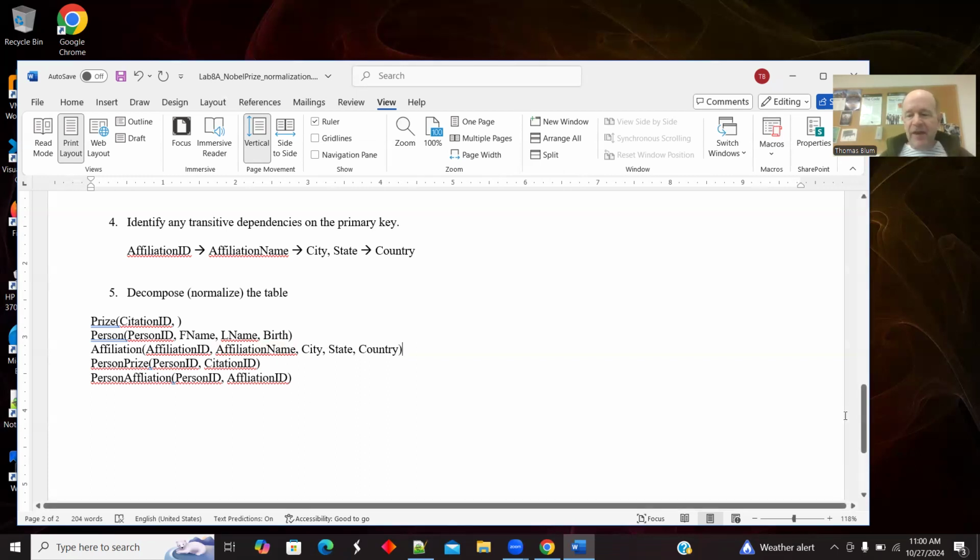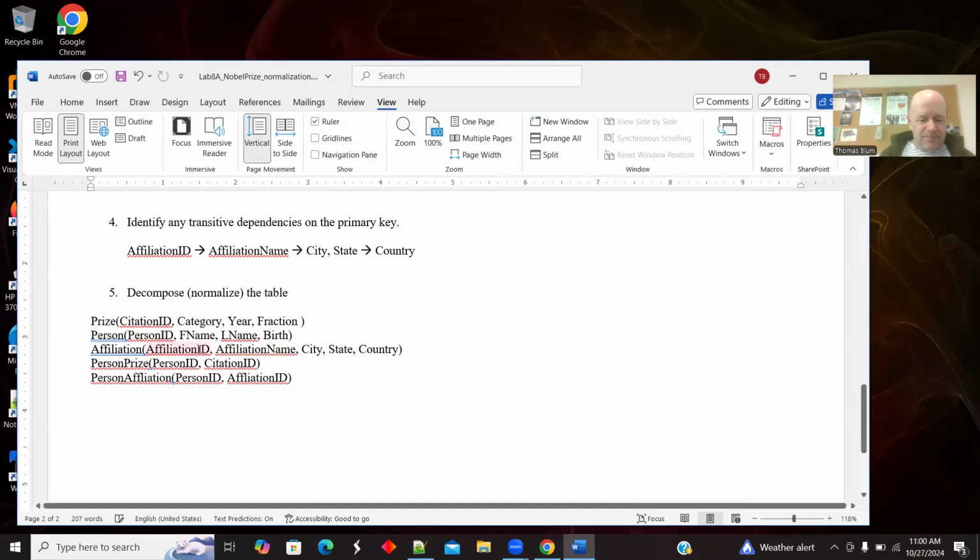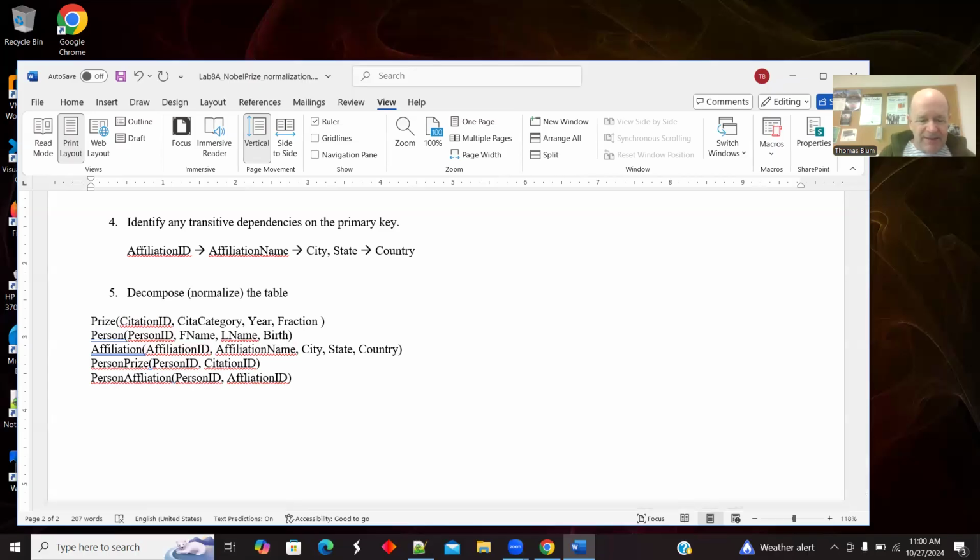And then what do we need? We need the category and the year and the fraction. So that's going to be up here in prize. So the citation ought to tell us the category and the year. I think that makes sense, and the fraction. And then there'll be the citation itself. So we'll give it some ID, and then we'll break it down farther. And there's probably a short citation, a long citation, as I said.